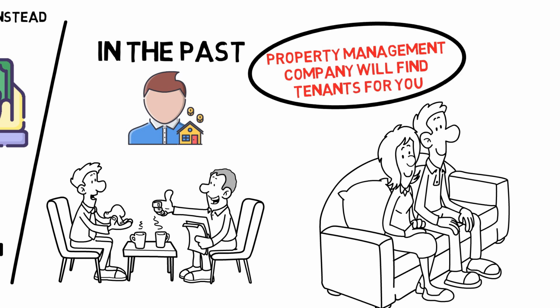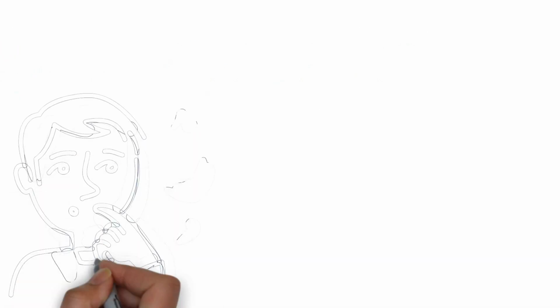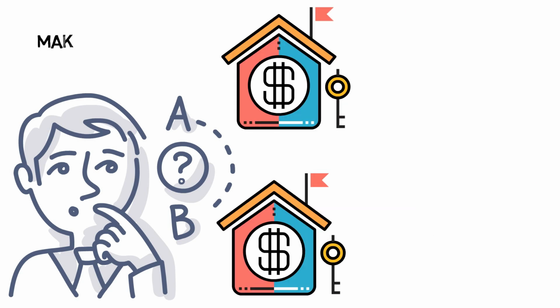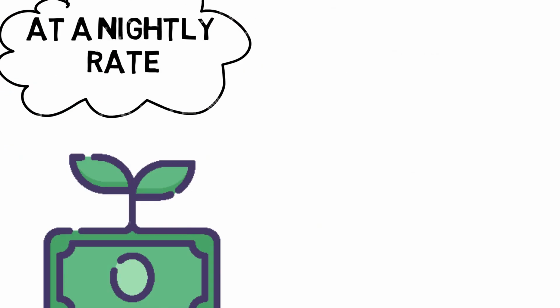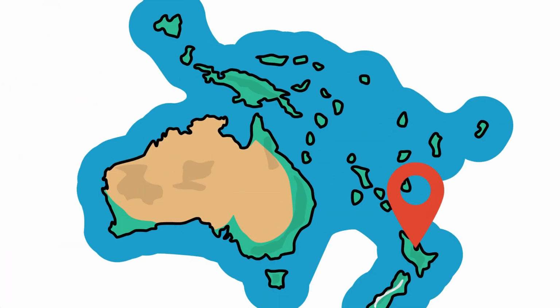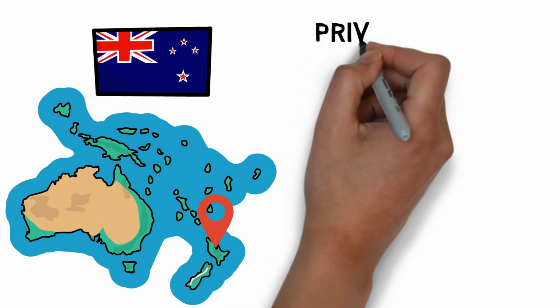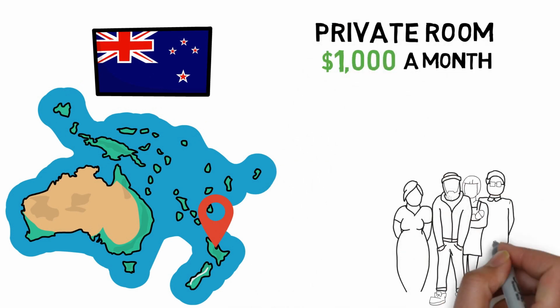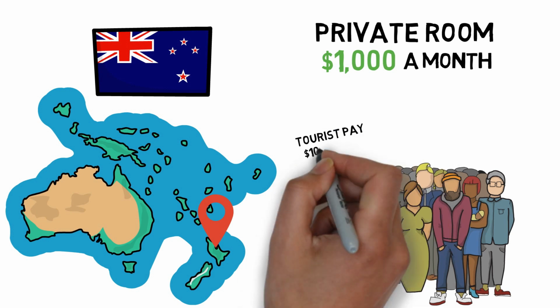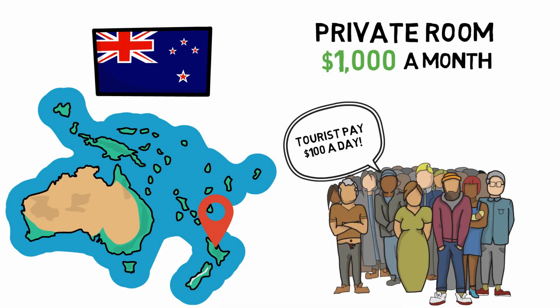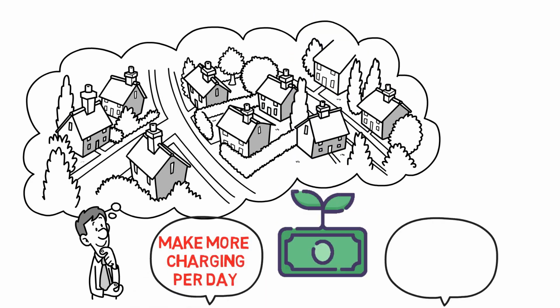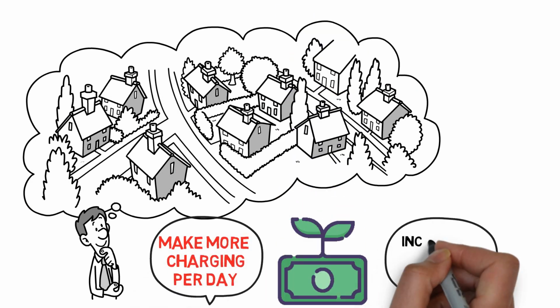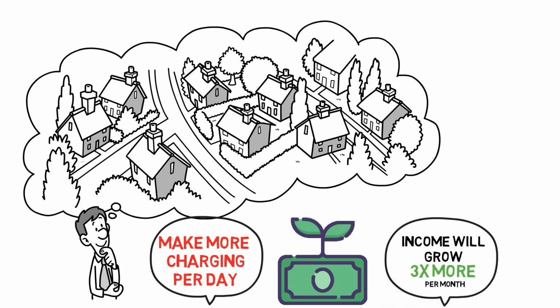Recently, landlords have been discovering that they can make much more money renting out their houses on Airbnb at a nightly rate. In Auckland, New Zealand, where I used to live, you could get a private room in a shared house for about $1,000 per month. Tourists, on the other hand, were paying $100 per day for a similar room. Doing some quick maths, landlords could be making $3,000 per month, or 3 times more than they were already making, just by renting it out to tourists.